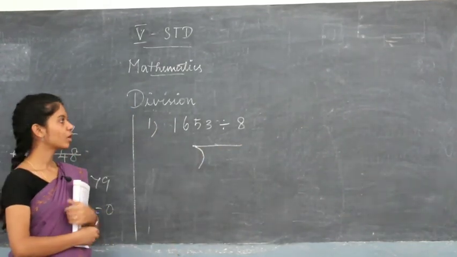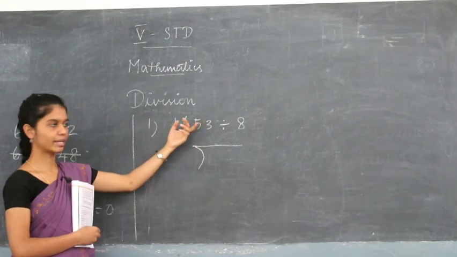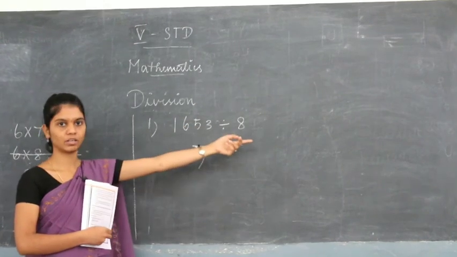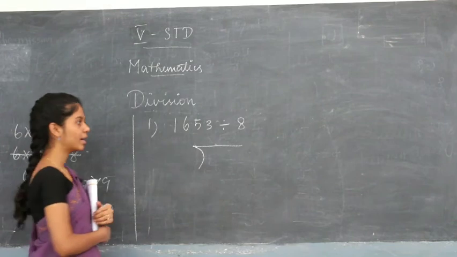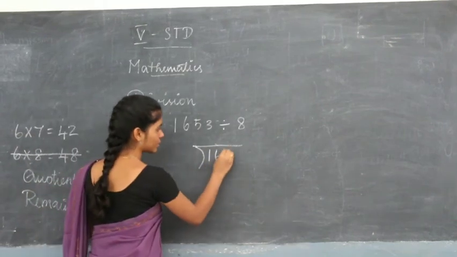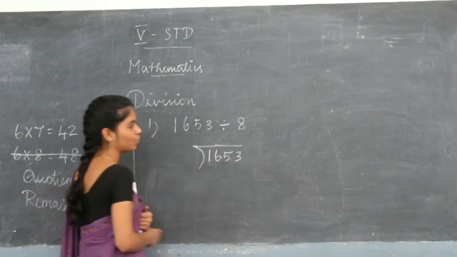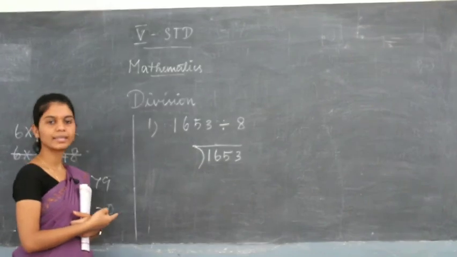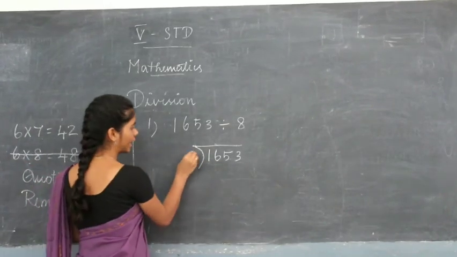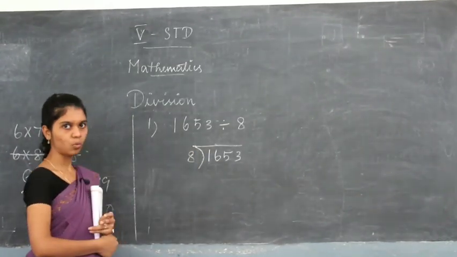Okay, now here which is the dividend? See, this number is divided by 8. So you will write this number inside: 1653. And which is the divisor here? 8. So you will write 8 here. Now what you should do?